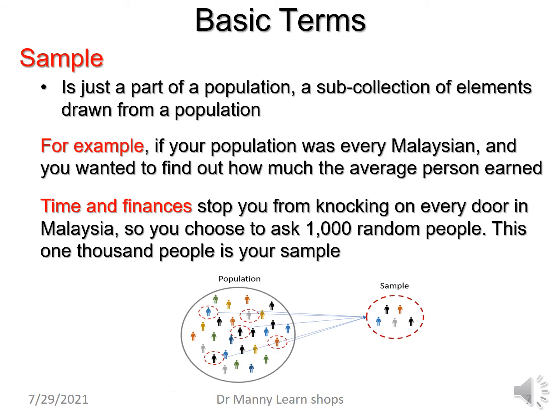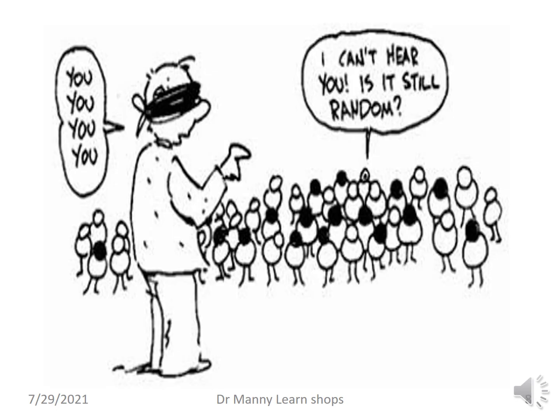Now a sample is just part of a population. It's a small collection or a sub-collection of elements drawn from a specific population. For example, if your population was every Malaysian and you wanted to find out how much the average person earned, that's an example. Time and finances, however, as you, the researcher, stop you from knocking on every door in Malaysia. So you choose to ask 1,000 random people. This is 1,000 people, for example, in your sample. A random sample can be one choice.